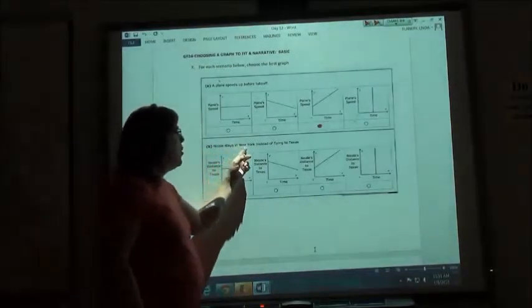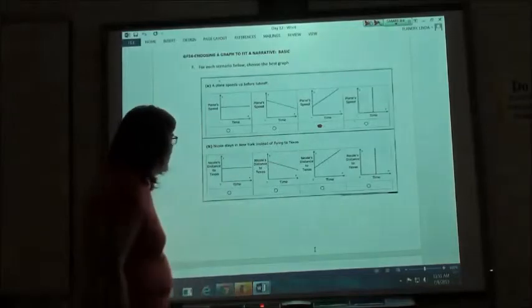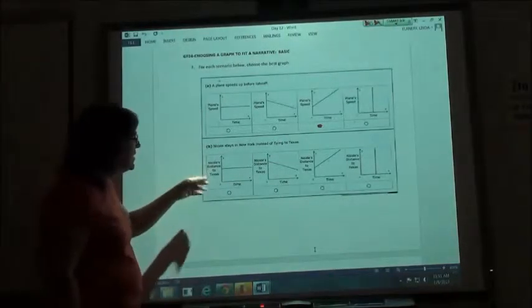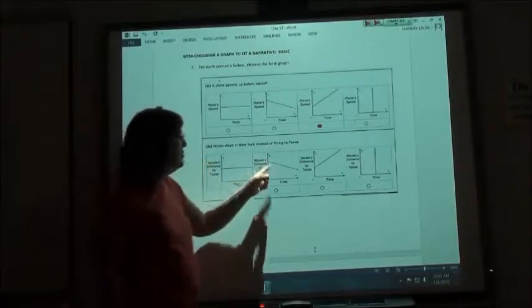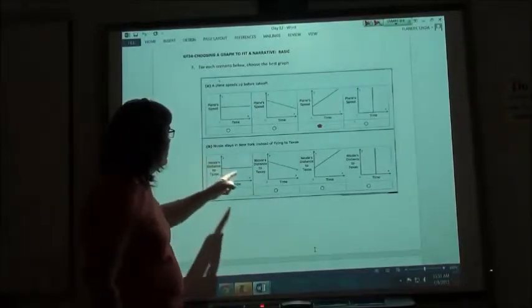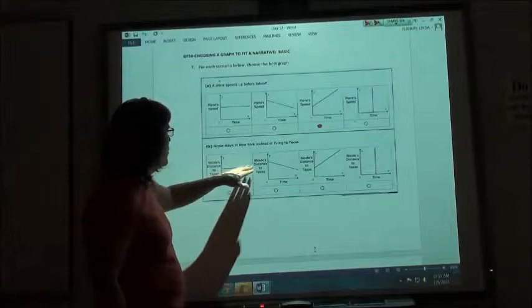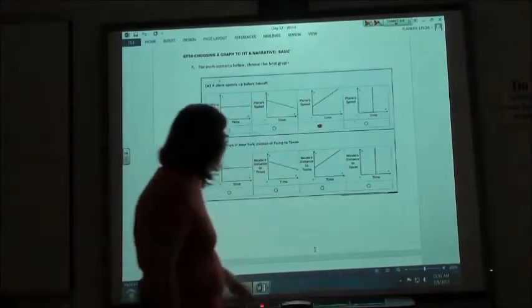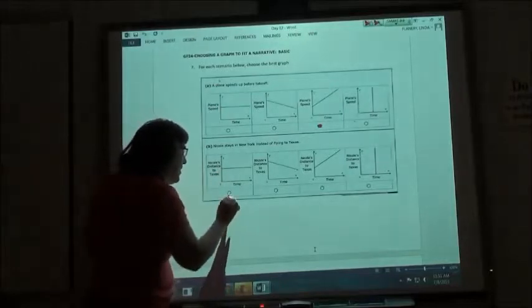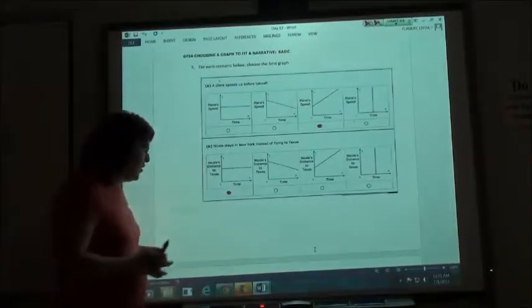Nicole stays in New York instead of flying to Texas. Well, her distance to Texas is not going to change if she just stays in New York. So her distance isn't decreasing to Texas or increasing to Texas. It's just going to stay the same. And so it's going to look something like that.